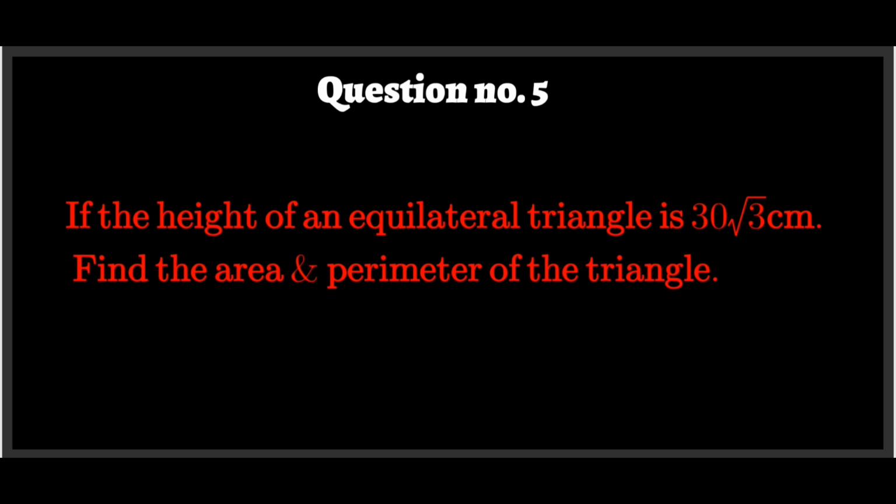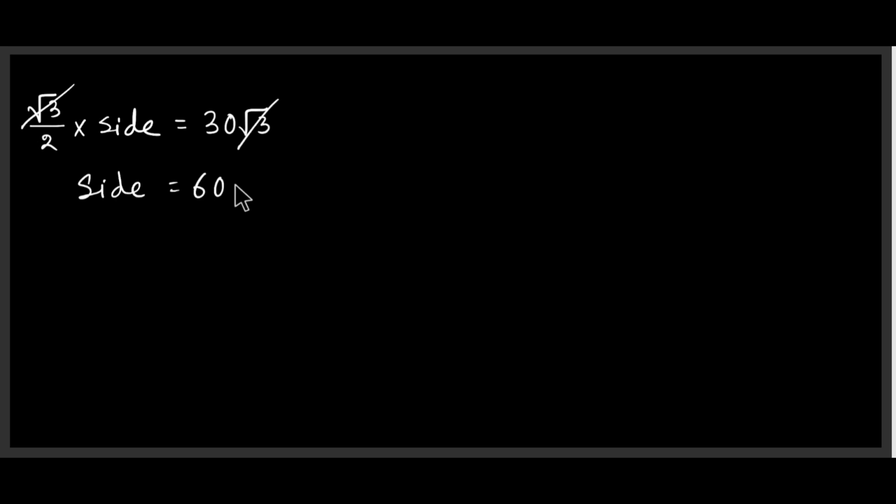Question number 5. We know the formula of the height of the equilateral triangle, which is root 3 by 2 into the side, and it is given as 30 root 3. So root 3 cancels out, and we get side is 60 centimeter. So perimeter must be 3 into 60, and it is 180 centimeter.